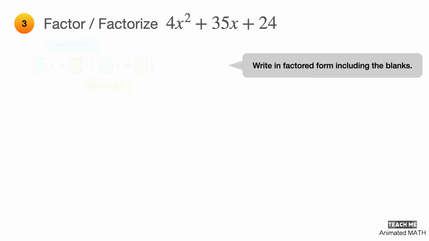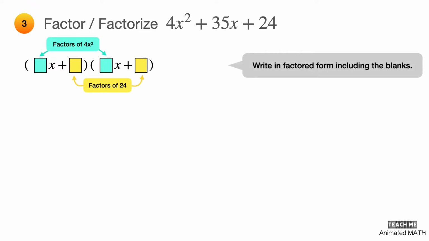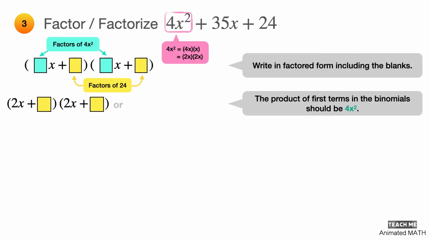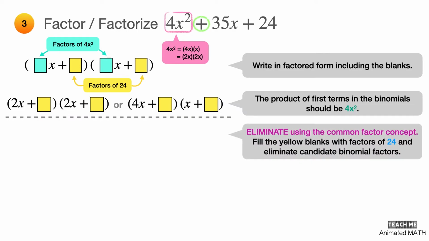Write the trinomial in factored form and include the blanks that we'll fill out later on. The product of the first terms in the binomials should be equal to 4x squared. The possible factors for this are 4x times x and 2x times 2x. Fill in the sign blanks with the possible factors of 4x squared. Since both the middle and last terms are positive, it means that the factors of 24 should be positive as well.